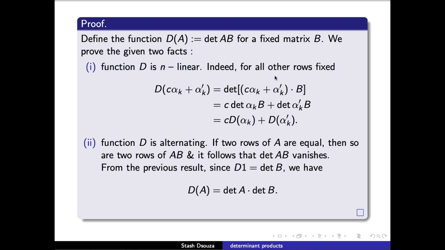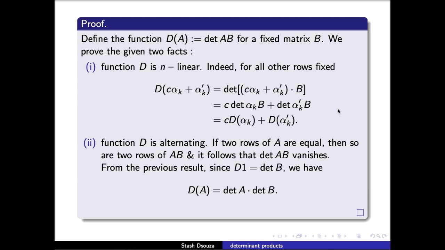This is very straightforward. For all rows except alpha k fixed, if we take a scalar combination c alpha k plus alpha k prime and evaluate d at that, what we get is the determinant of (c alpha k plus alpha k prime) times B, and we distribute the product B over addition, as is usually the case. We get c alpha k times B plus alpha k prime times B, and the determinant function is anyways n-linear. So it too is going to distribute over the sum and the scalar multiple c. So we get c times determinant of alpha k B plus determinant of alpha k prime times B.